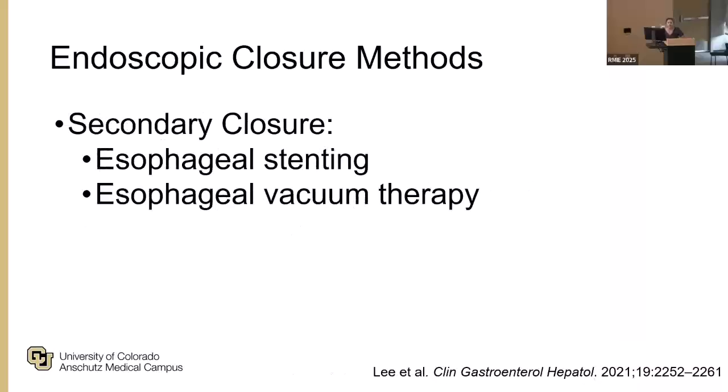We'll focus primarily in this talk on methods of secondary closure, which is the other large category of endoscopic closure methods. These techniques involve healing defects by secondary intention. They include esophageal stenting and esophageal vacuum therapy.